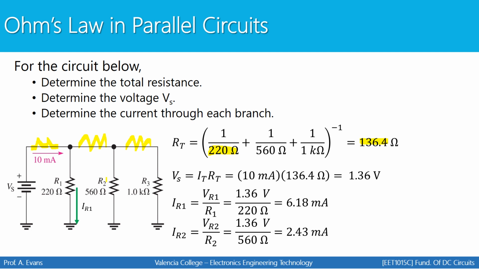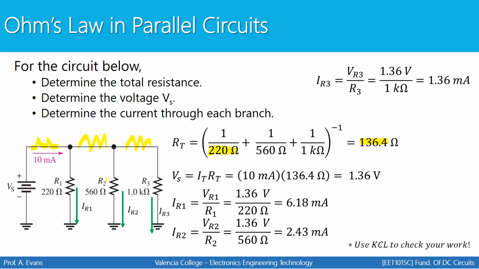Here's the current for R2. It must also be flowing down in this direction. Here's the current for R3, also flowing down. Don't forget, use KCL to check your work. The current through R1, R2, and R3 should all add up to give you the total current you started out with, which is 10 milliamps.